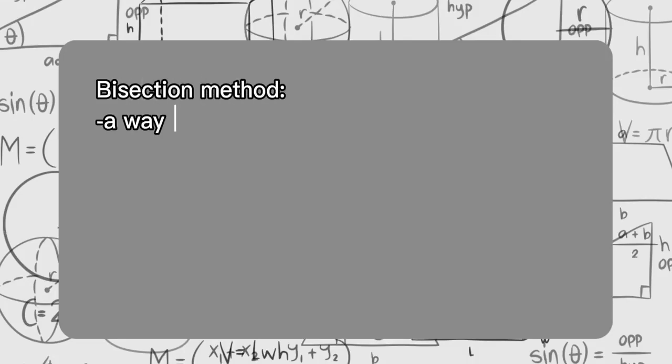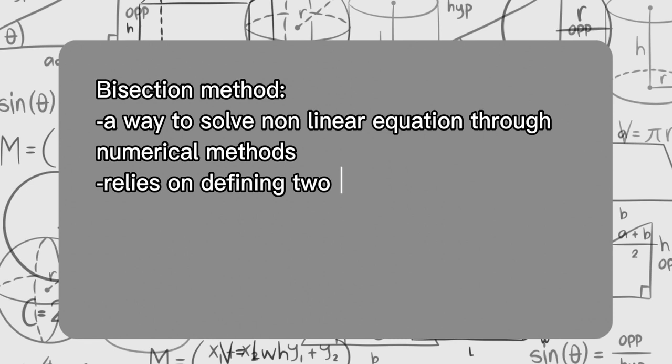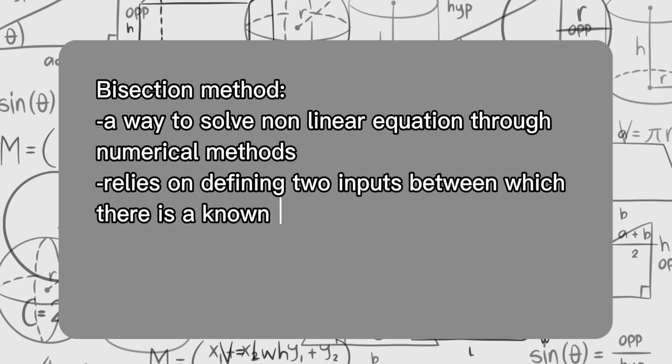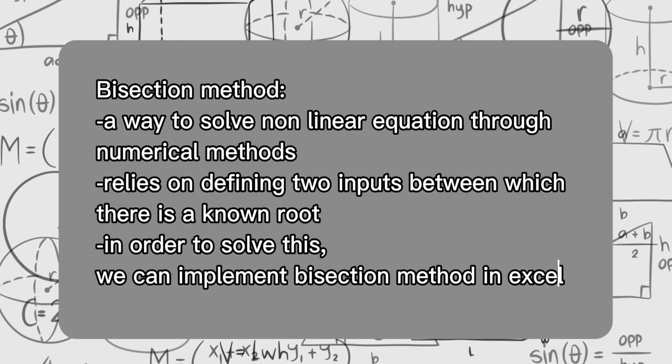Bisection method is a way to solve nonlinear equations through numerical methods. Besides, bisection method relies on defining two inputs between which there is a known root. Hence, to solve a nonlinear equation, which is now a quadratic equation, we will use the bisection method by implementing it in Excel.